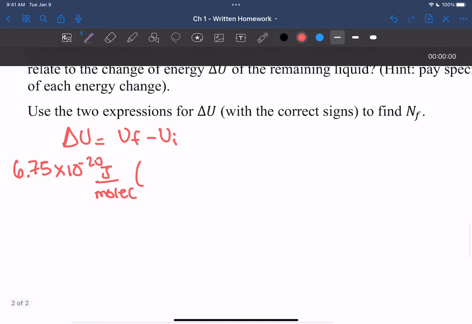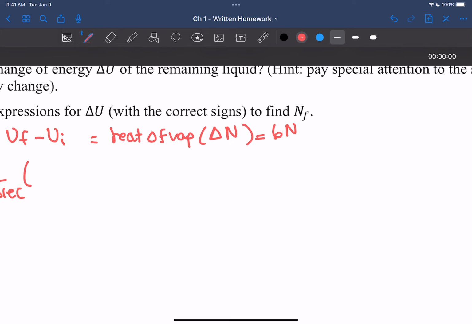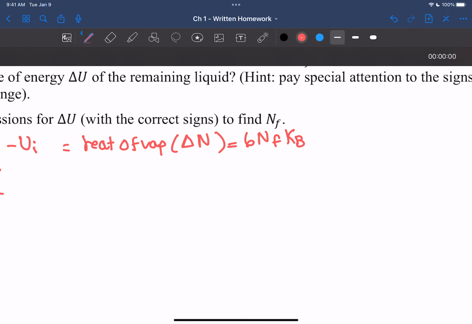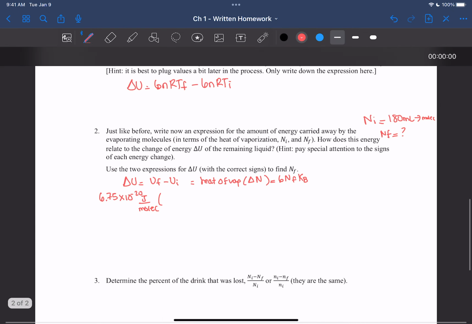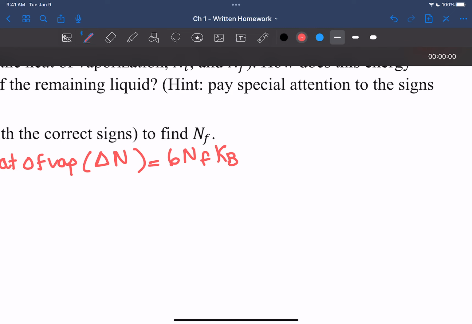actually, I'll just write the equation down at this point. So this would essentially be equal to your heat of vaporization times the change in your molecules, right? And then that's equal to 6 big NF, your final number of molecules, multiplied by KB, right? Because remember, for that other equation, it was 6N KBT, right? So 6NF, final number of molecules, times KB, times the final temperature, right? Minus 6Ni, the initial number of molecules, times KB, Ti, right?